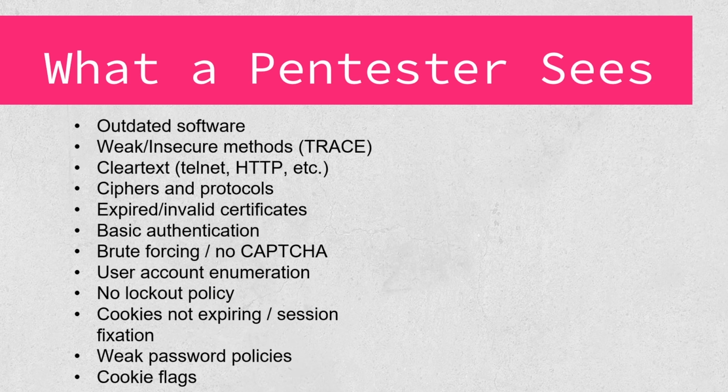Ciphers and protocols, this is a big one, especially if you run Nessus or something against a website, or even like a Qualys SSL. You can run that against a website, pull down what the ciphers are running, and if you're using weak ciphers, then I'm going to tell you about it. Bug bounty hunters, never going to do that. Expired, invalid certificates, same thing. Basic authentication, same thing. Brute forcing, no CAPTCHA, that's a big one, especially if we can combine that with a no lockout policy. And even username enumeration.